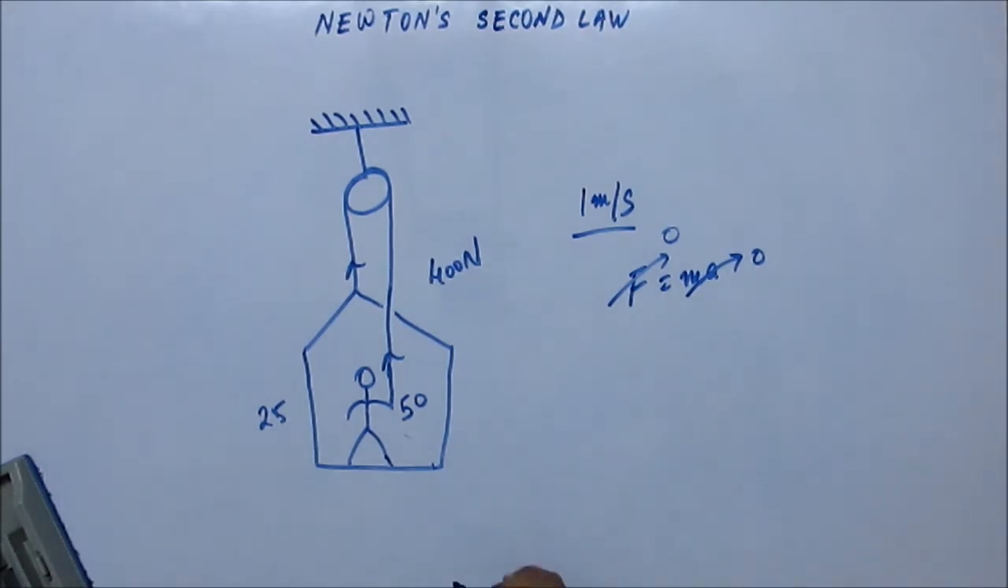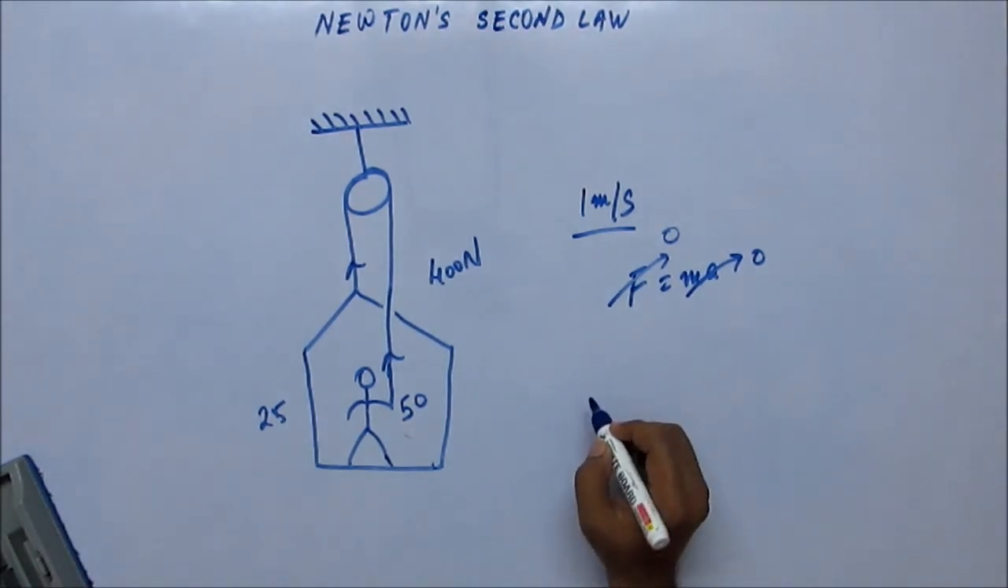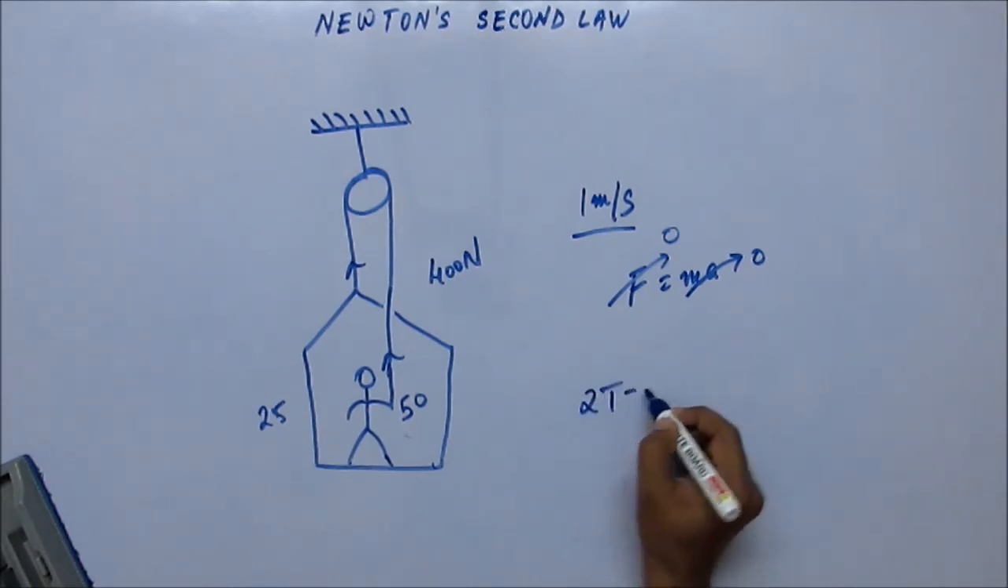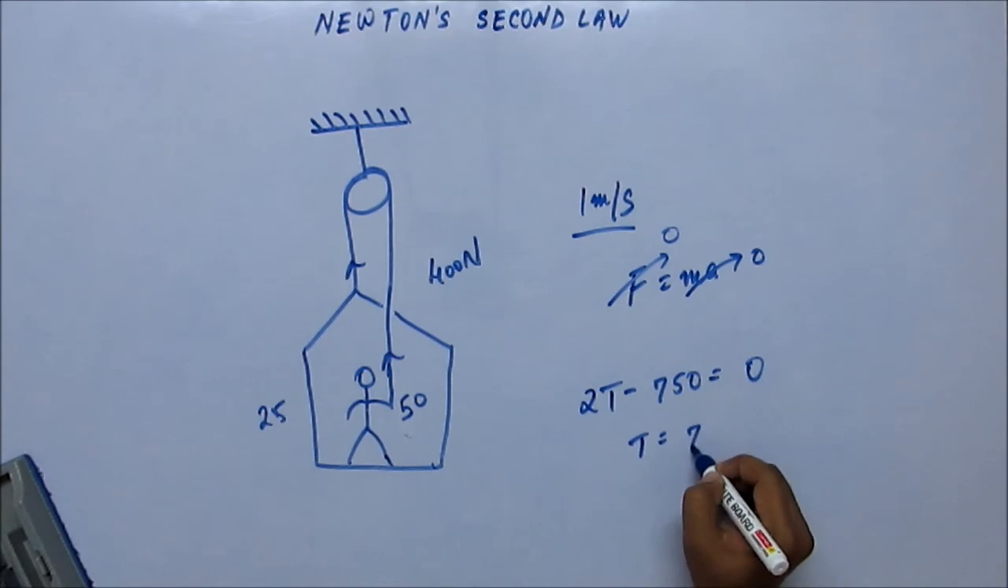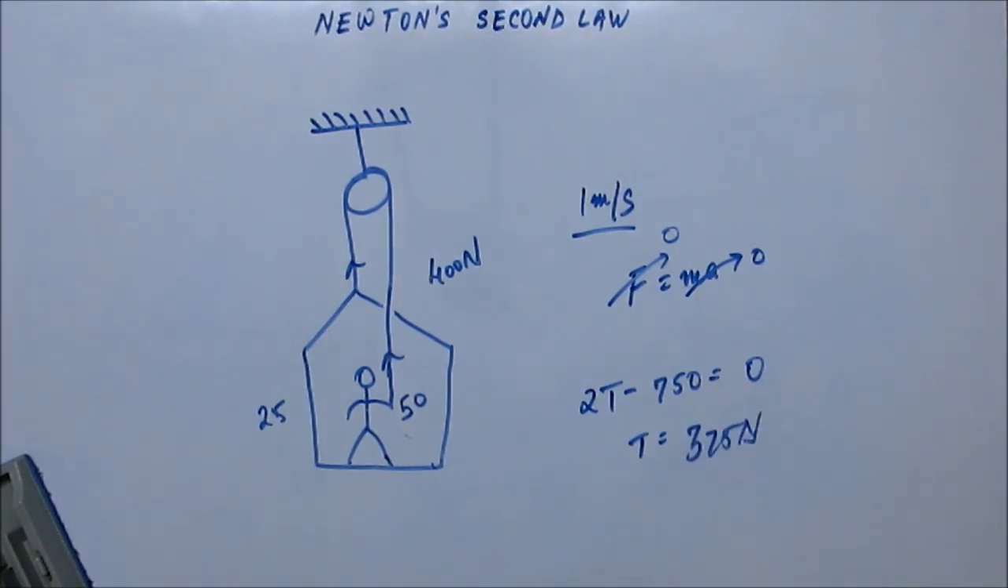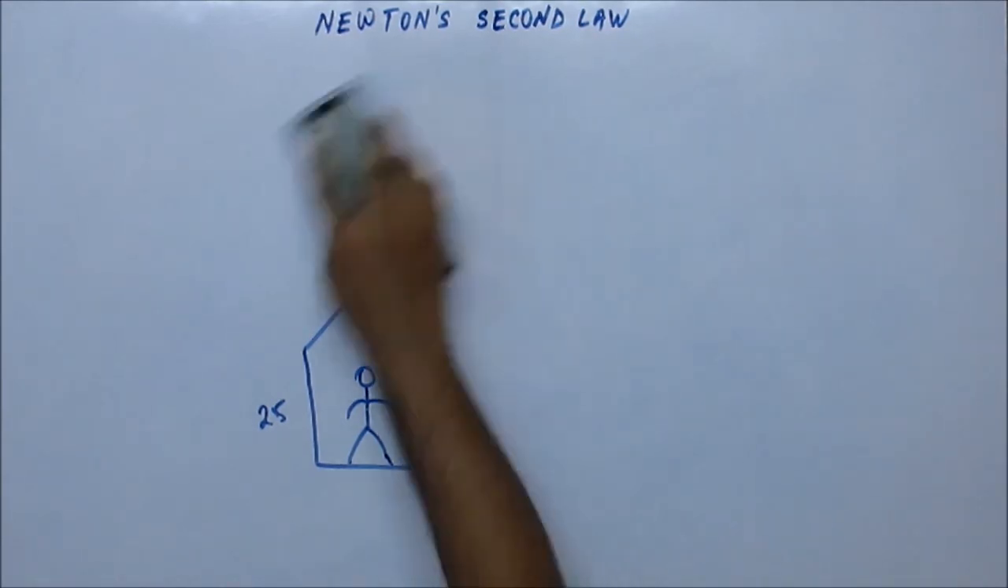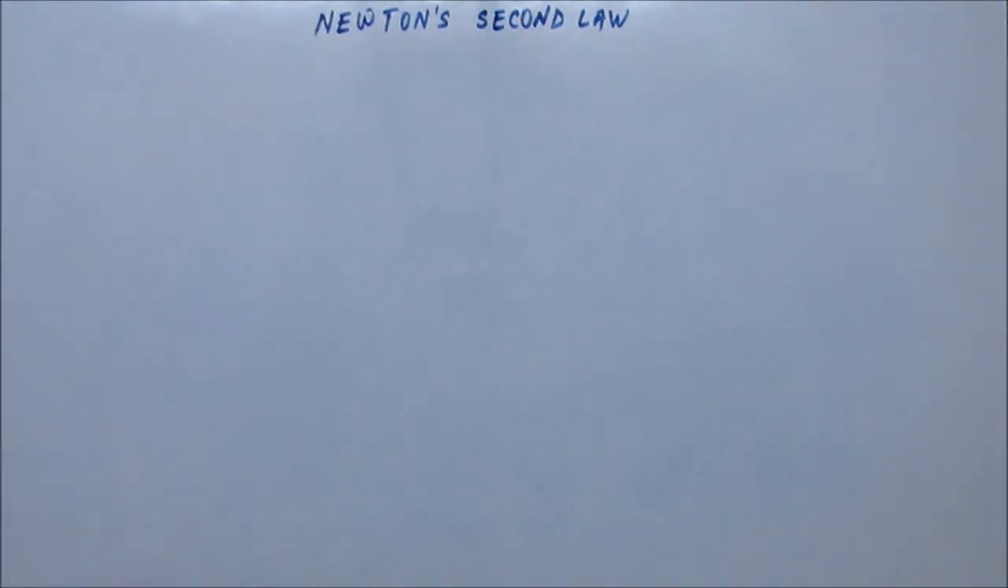So all you have to do is make the net external force 0. The net external force upward is 2T, downward is 750 Newton. This has to be 0. T would come out from here as 375 Newton. Done? Now let's move to a better problem.